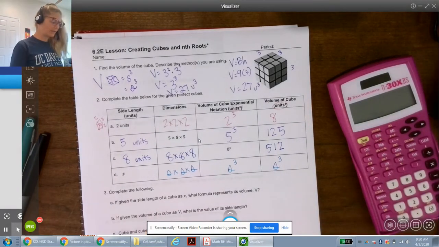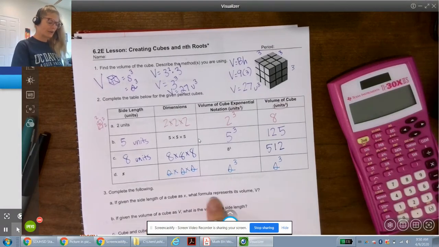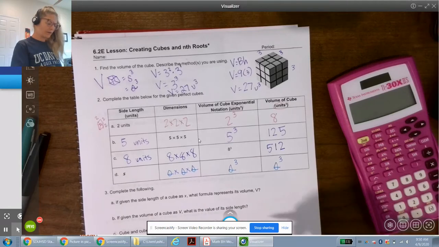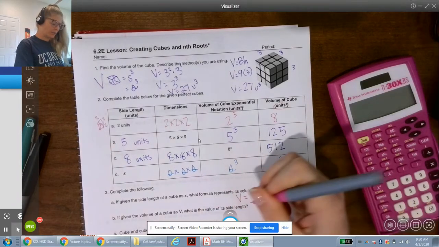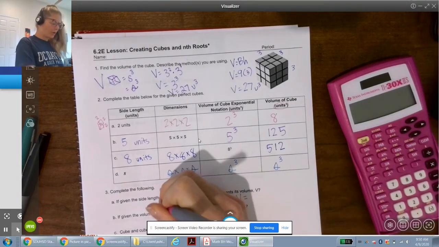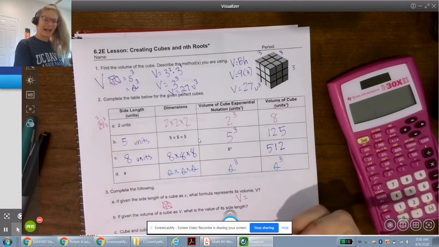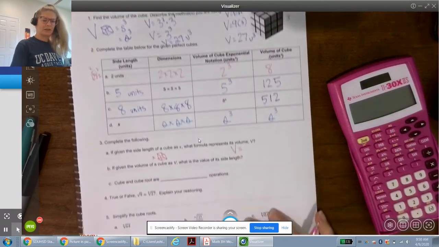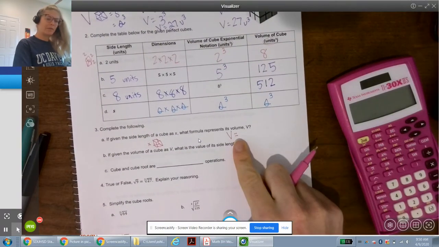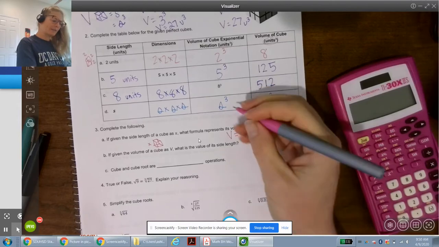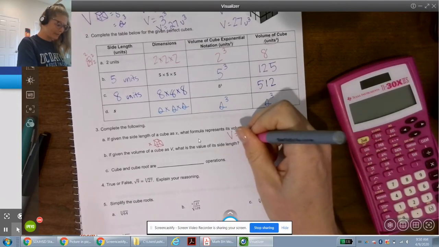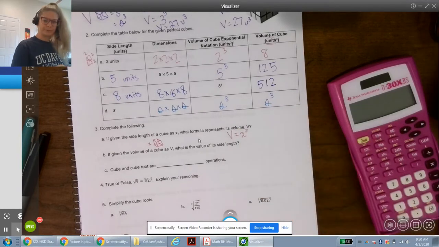Okay, so let's complete the following. If given the side length of the cube is X, what formula represents its volume V? So I want to know V is equal to, and what were we given? I'm only given that the side length of my cube is X. So to figure out the volume, if I know the side length, I'm going to do what to the side length? That's right, cube it. So X cubed.